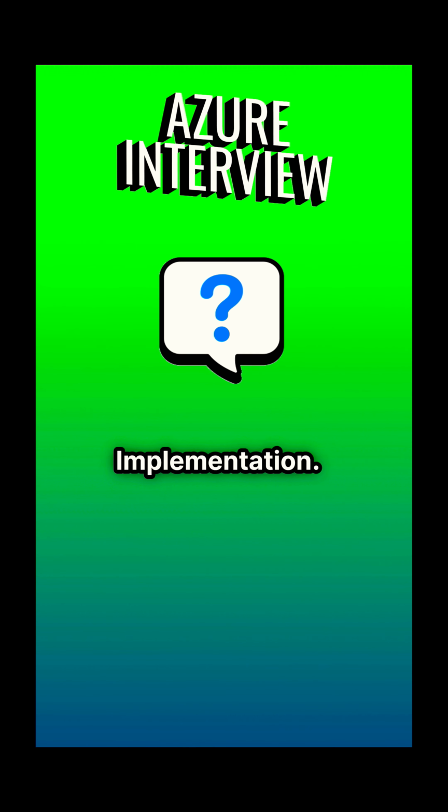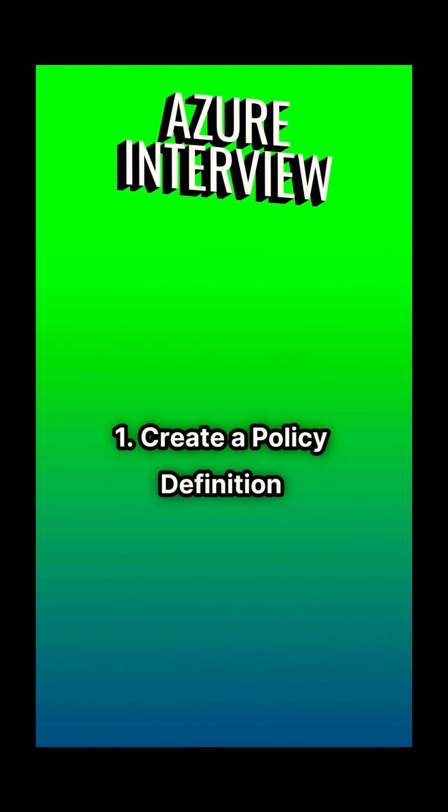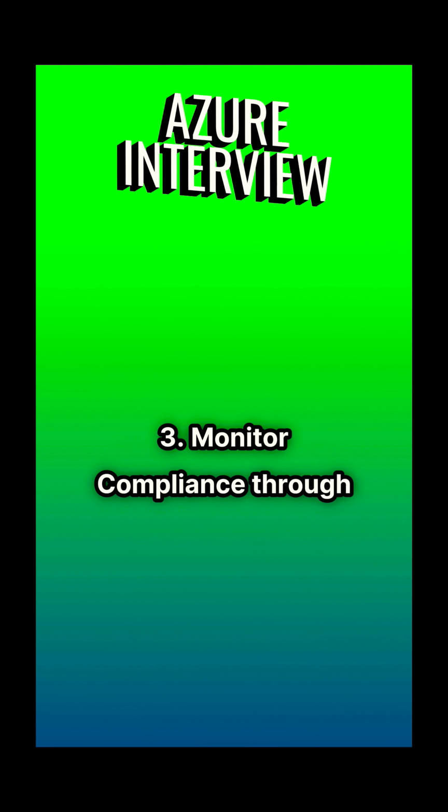Implementation. Number 1. Create a policy definition. Number 2. Assign it to a resource group or subscription. Number 3. Monitor compliance through Azure Policy Insights.